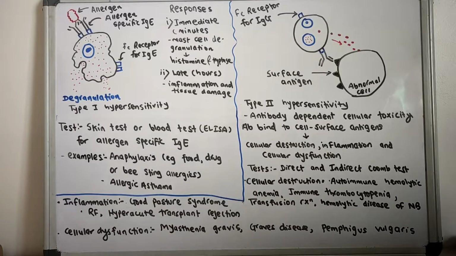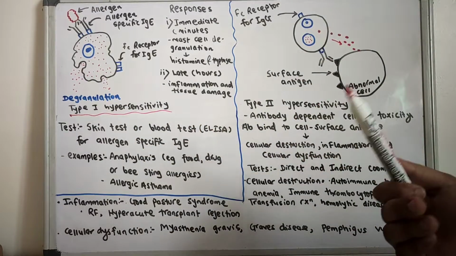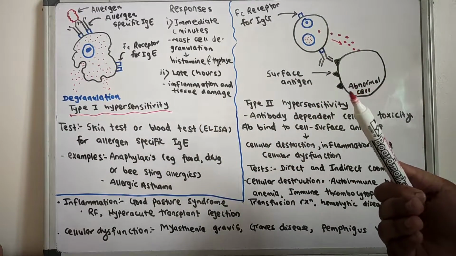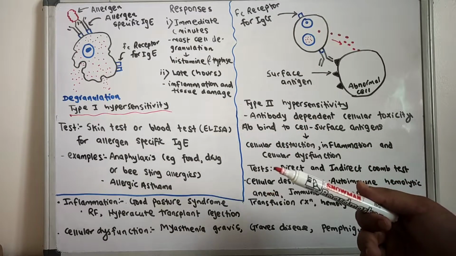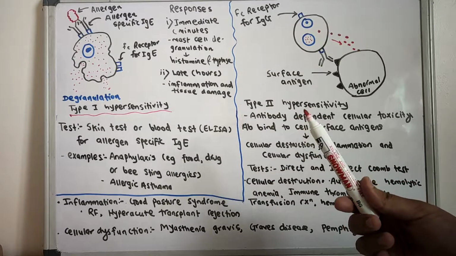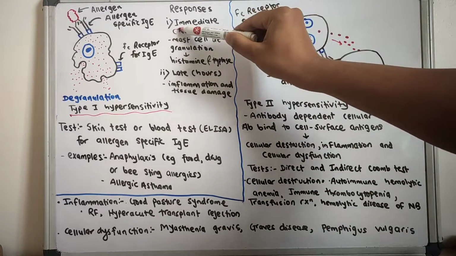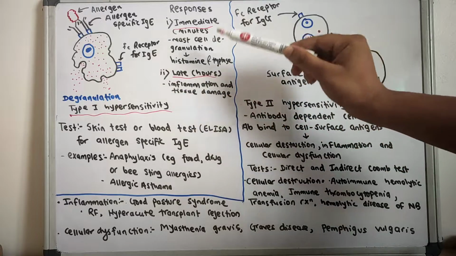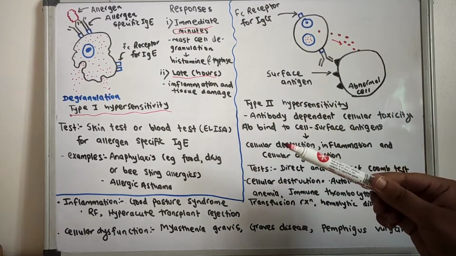Now let us talk about type 1 hypersensitivity. Type 1 hypersensitivity is also known as the anaphylactic and atopic type. It is mainly caused by immunoglobulin E. The anaphylactic and atopic type of hypersensitivity has two phases: one is the immediate phase and the other is the late phase. The immediate phase occurs within minutes, whereas the late phase occurs within hours.